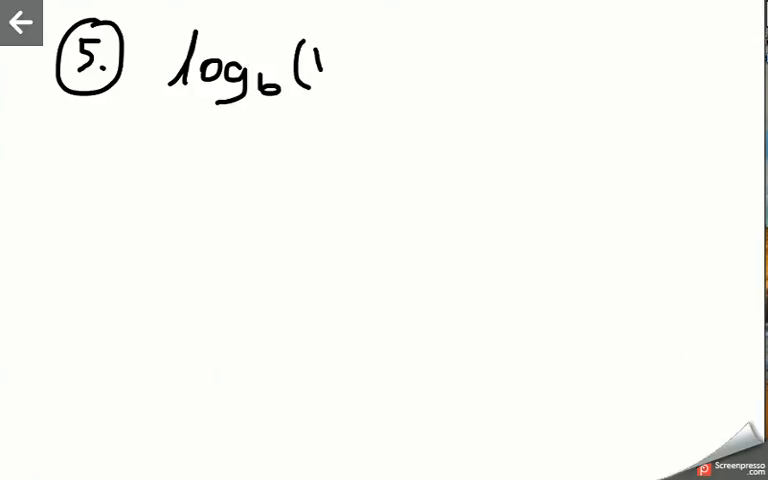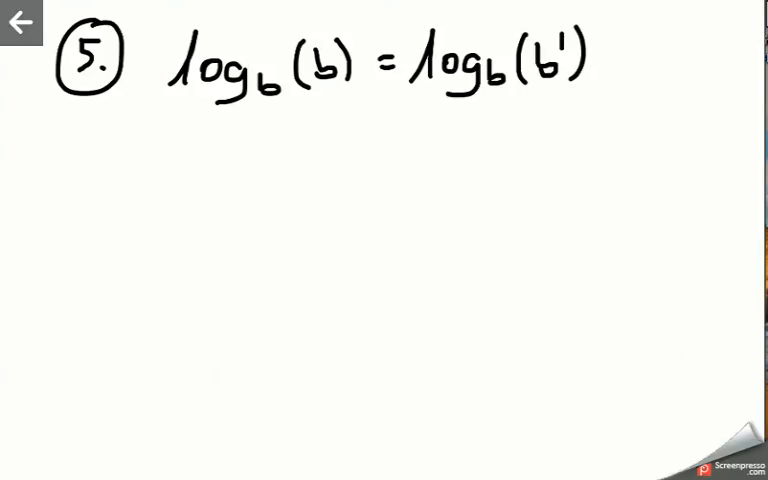So number 5, well, log to the base b of b is the same as log to the base b of b to the power of 1, and we know from our definition of log that that's equal to 1. So log to the base b of b is equal to 1.